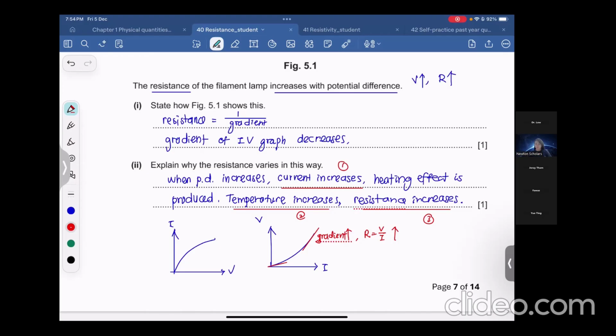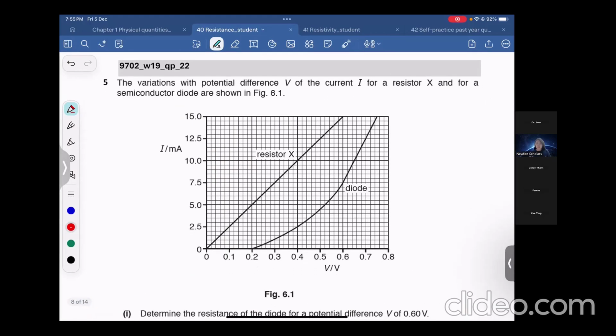Okay, done? Can we proceed to page number 8? Fatima okay, Vashini okay, Wesley okay. Just now in the WhatsApp group, I sent out the last week video recording. For those who were absent, please study it.